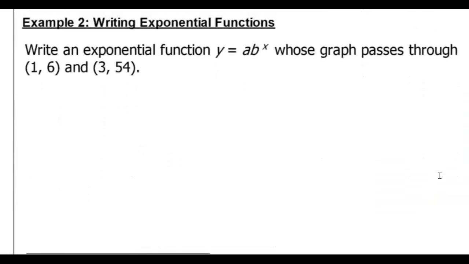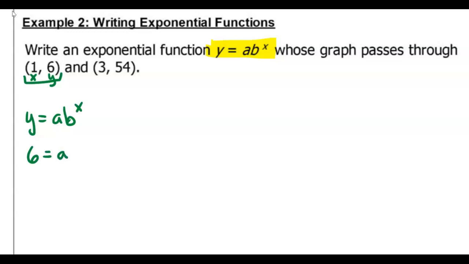Okay, so the second thing we're going to do is write an exponential function that goes through these 2 points. The first thing we're going to do is use this first set of points to write an equation. So using this format, y equals ab to the x. We have 1 is x, 6 is y. So y equals a b to the x. Y is 6. We don't know a. We don't know b. And then x is 1. Now do the same thing with this other point.